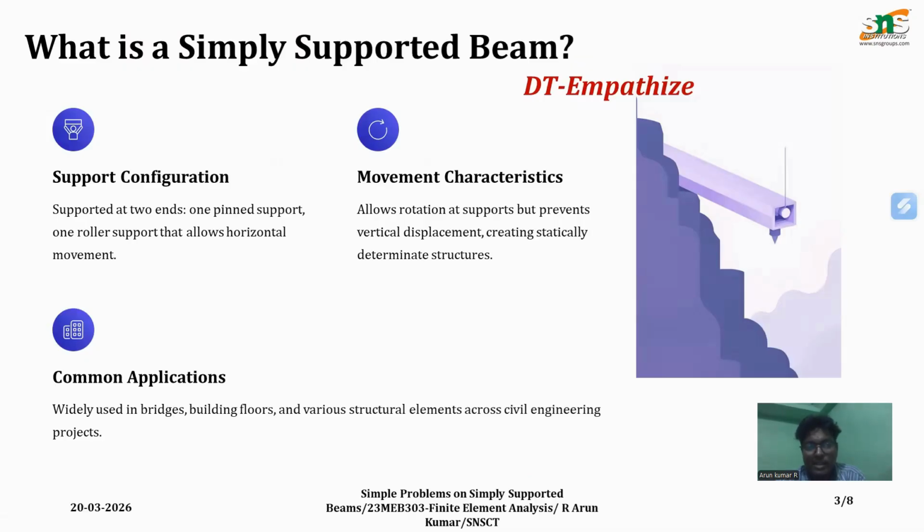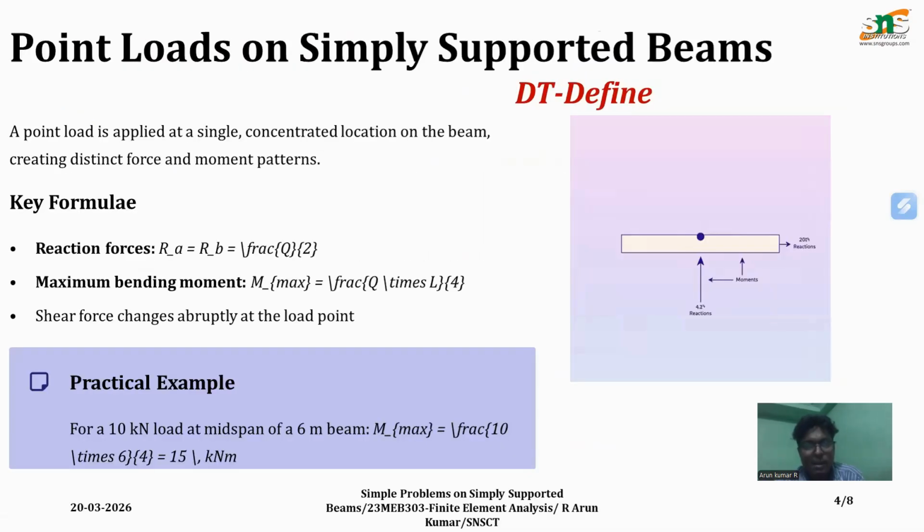The beam is supported at the two ends, with one pin support and one roller support that allows horizontal movement. The characteristics allow rotation at the supports but prevent vertical displacements, creating a statically determinate structure. The common applications are widely used in bridges, building floors, and various structural elements across civil engineering projects.